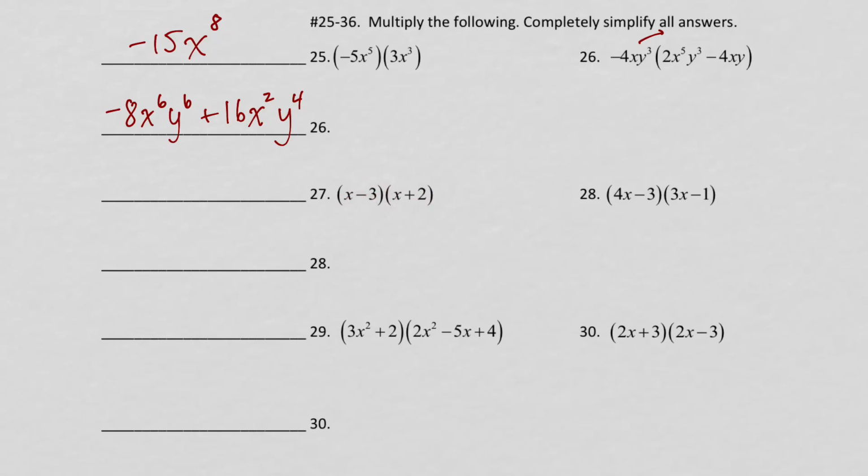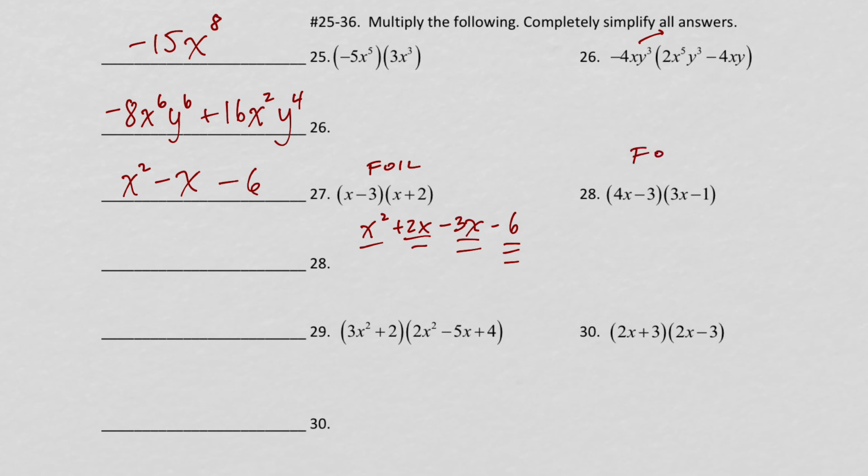This is a binomial times a binomial, so I'm going to FOIL this. The first is x times x, which is x squared. I should do it here because I have some work to do. And then the outer is this times this, which is a positive 2x. The inner is negative 3 times x, which is a negative 3x. And the last is negative 3 times positive 2, which is a negative 6. And then this becomes that. These two combine to become a negative 1x, and this is all by itself.